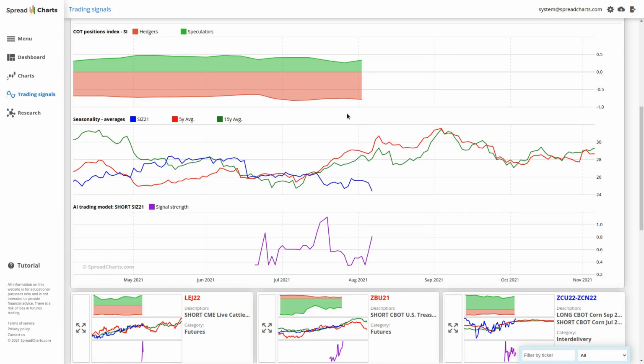I would also stress not to think about the model, the artificial intelligence, as some kind of a magical tool. It just takes the same data you can see on spread charts and thinks about it in a different way. If you're not able to predict the price of some commodity based on the data you can find on spread charts, it's probably very difficult for the model too, maybe impossible.